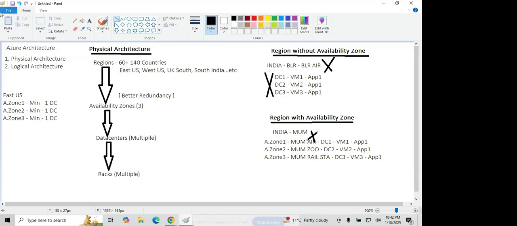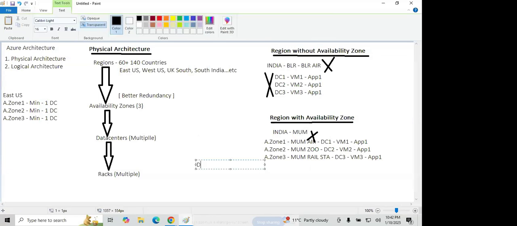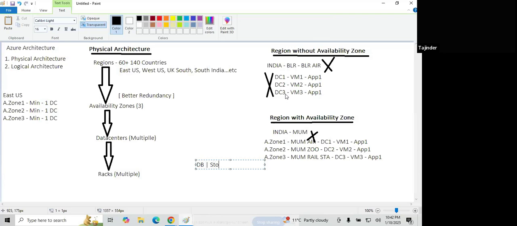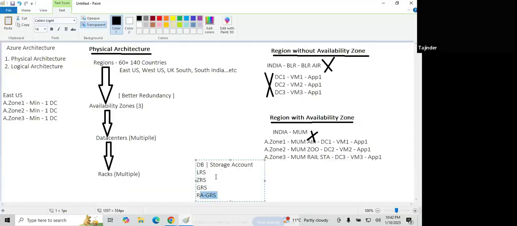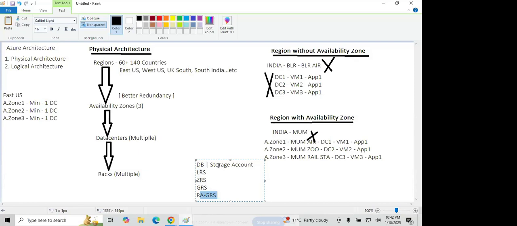For any storage solution, there are different methods of redundancy. We'll talk about this as well, I'll explain in detail. For a database, or a service called storage account, we have different methods of redundancy. Here we have the concept of LRS, ZRS, GRS, RAGRS, GZRS, RAGZRS. It stands for locally redundant storage, zone redundant storage, geo redundant storage, read access geo redundant storage. In the upcoming sessions, I'll explain how we achieve redundancy for the database and for the storage account.